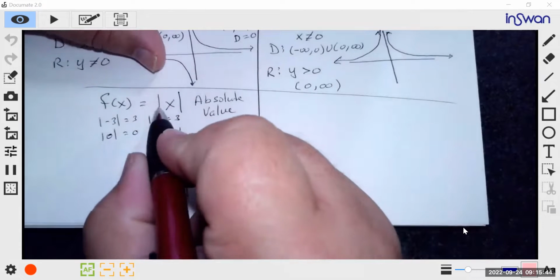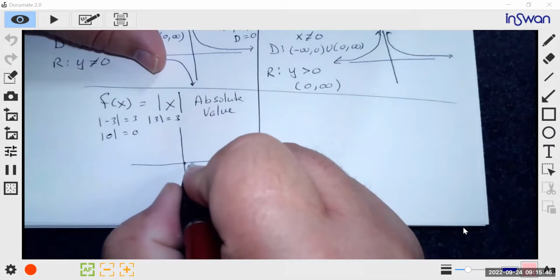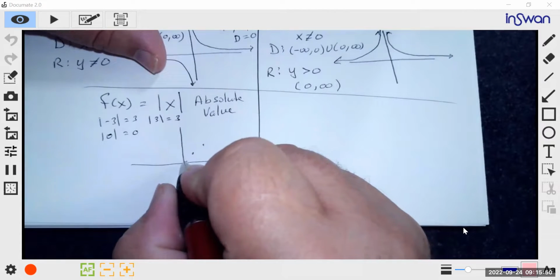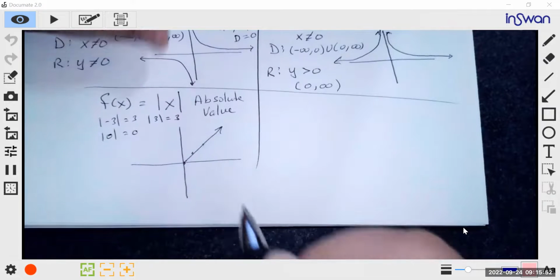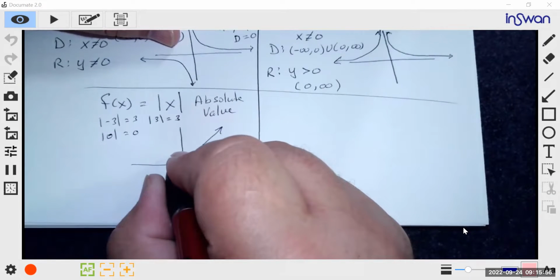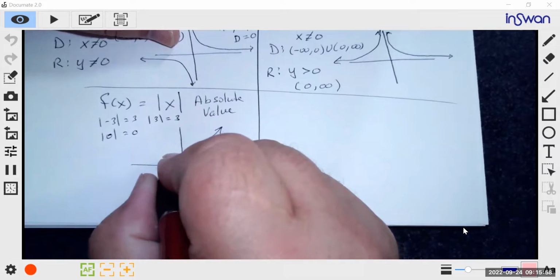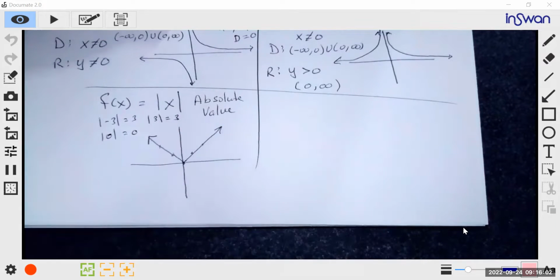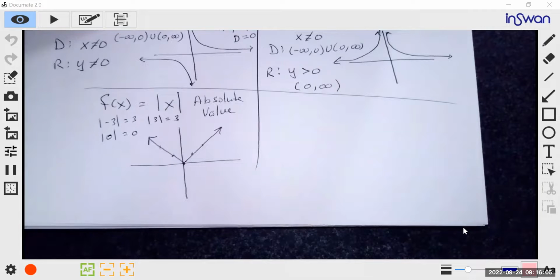So when X is 0, Y is 0. When X is 1, Y is 1. When X is 2, Y is 2. When X is -1, Y is 1. When X is -2, Y is 2. So you have two linear equations there.